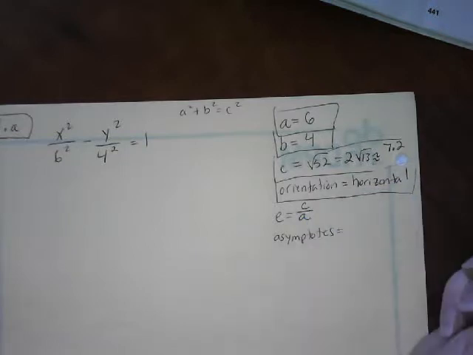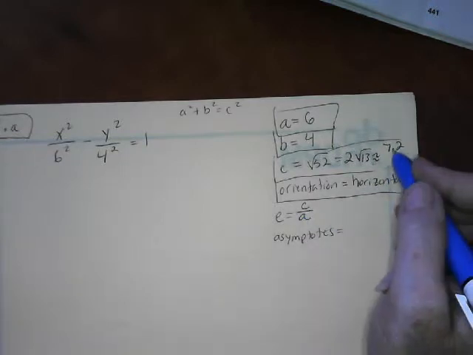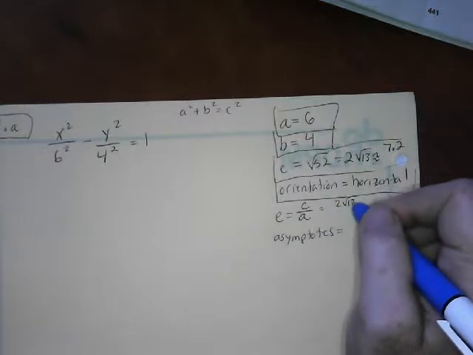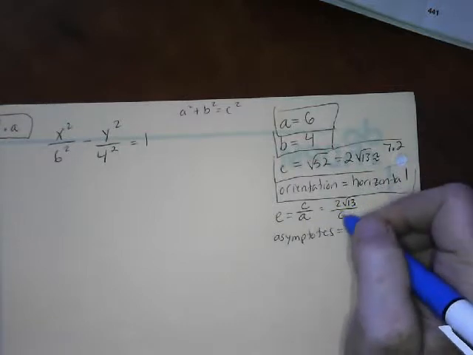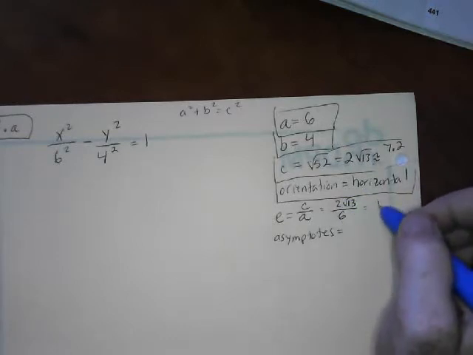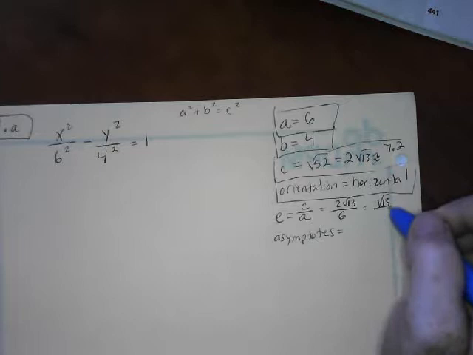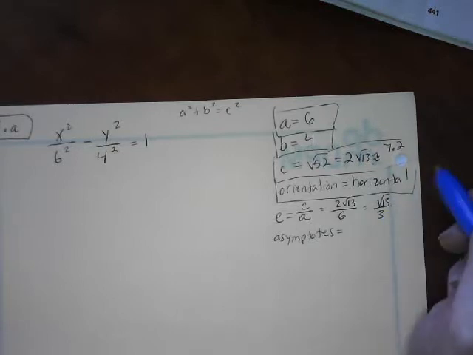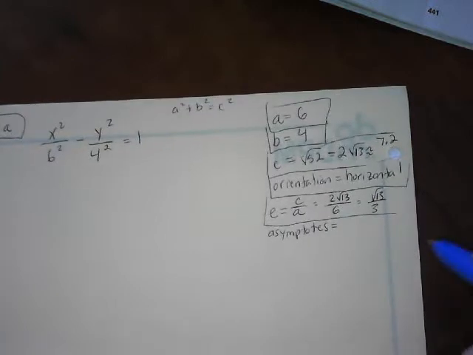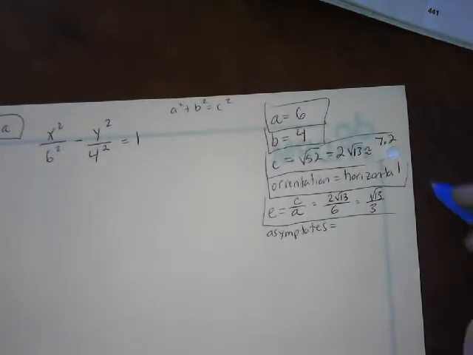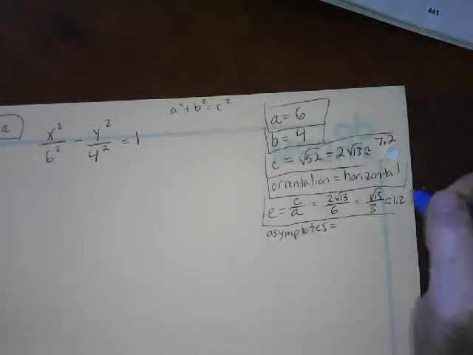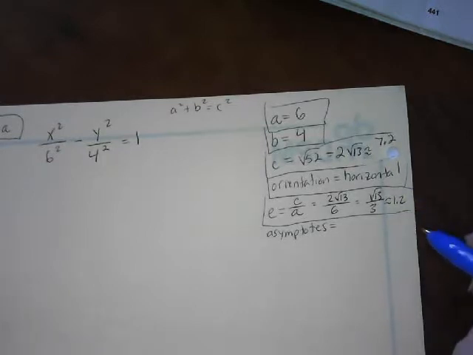So what was C? It was 2 root 13. What was A? It was 6. So if I cancel out the 2 and the 6, I can say root 13 over 3. And you can figure out what that is on your calculator if you want to. It's about 1.2. What are the asymptotes? I don't know. I want to graph it.